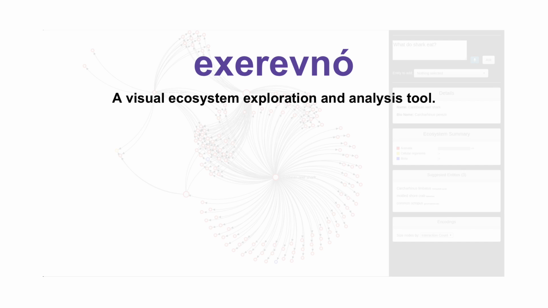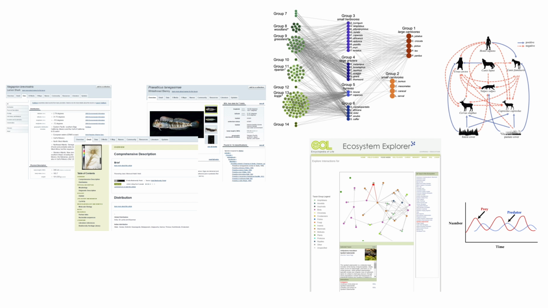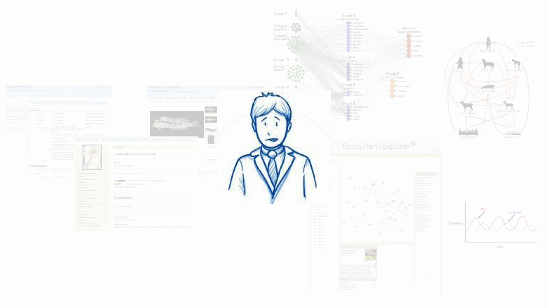Introducing Exerevno. Exerevno is an interactive visual ecosystem exploration tool which lets users explore and gain insights about ecosystems in a matter of minutes. Consider the case of John. John is interested in understanding about aquatic ecosystems. Overwhelmed by pages of text and unsatisfying prototypes of ecosystem exploration tools, John decides to try Exerevno.